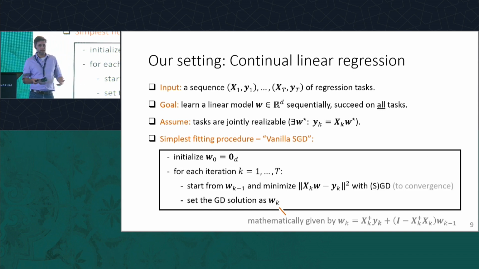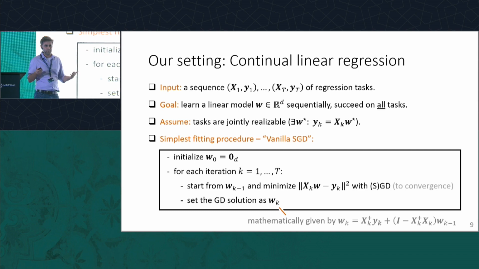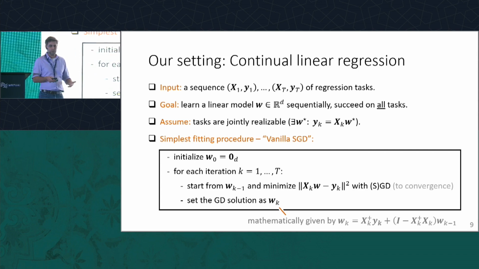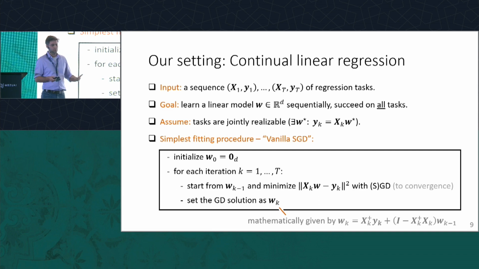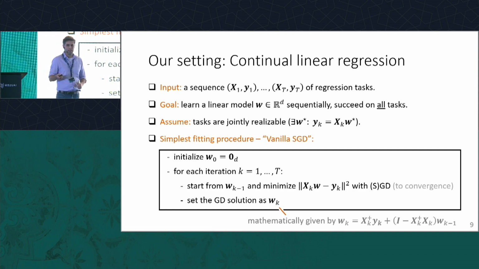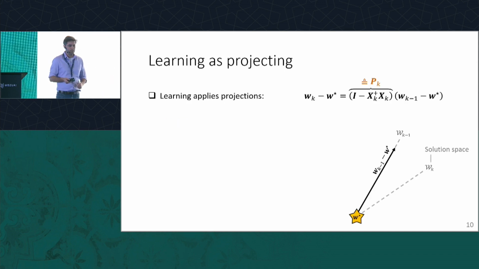Mathematically, because it's linear regression solved with SGD, we know that the solution we converge to is a very specific, unique solution. This is the minimum norm solution, which has a closed form formula. You can see it here at the bottom. Now we can start from this point and ask what we get when each time we get this W_k using the solution of minimum norm. We can express this in a slightly more intuitive geometric way.